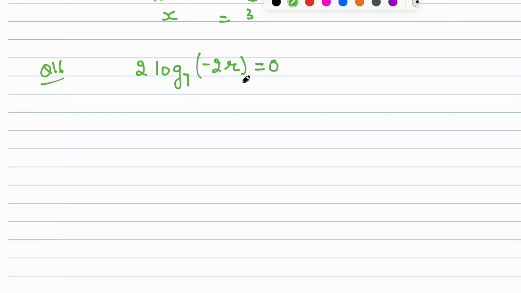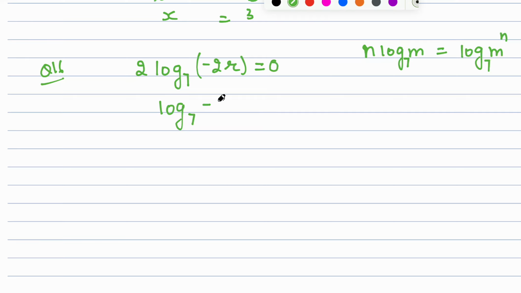Now in this question, I have negative 2r, and log always takes positive values, so the argument should be positive. But before that, let's see, can we apply any property? Yes, I can see 2 over here. So the property is n log of m is equal to log of m to the power n. But here we have a base, so I can put the same base on both sides. That will be equal. So let's apply this property.